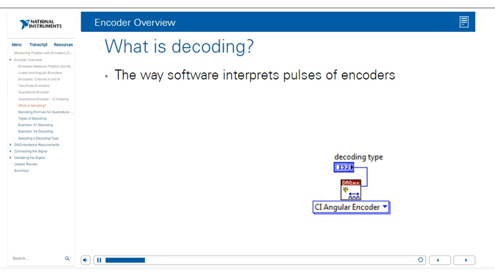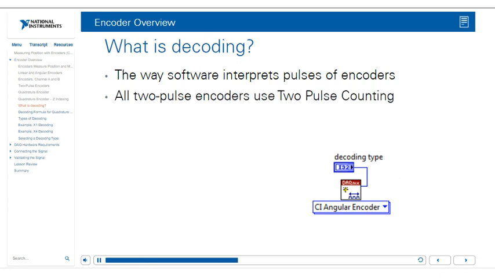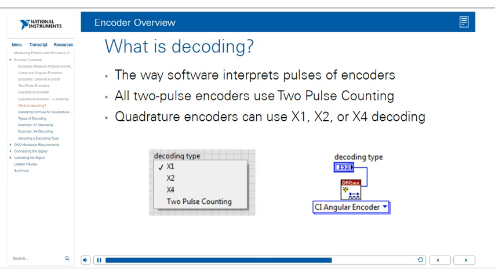Software interprets the pulses that encoders generate through a process called decoding. All two-pulse encoders will use two-pulse counting. Quadrature encoders can use either X1, X2, or X4 decoding.